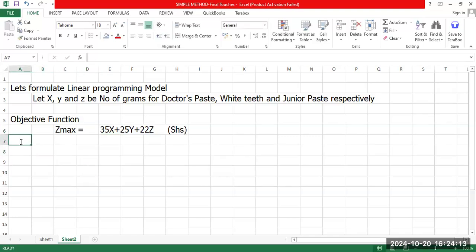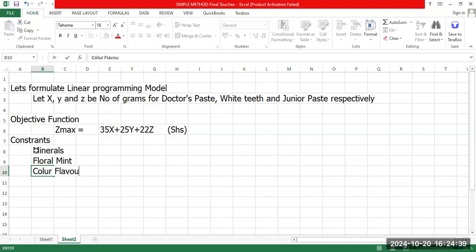Okay, constraints. What you have: minerals, ferment, color flavors, and then you have labor hours. Then you will need non-negativity.